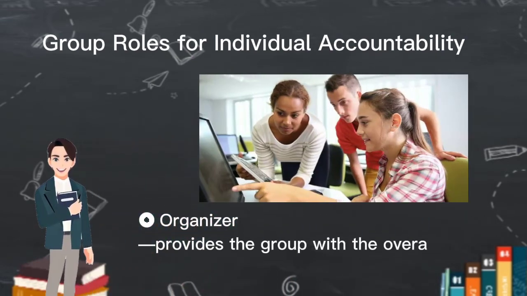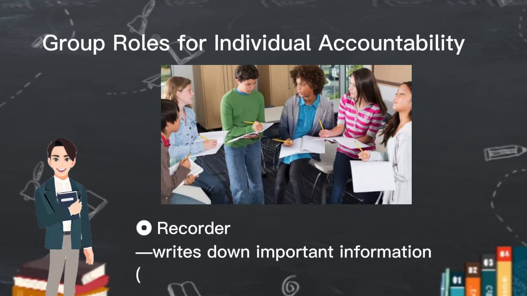First is the organizer. The organizer provides the group with the overall process structure. It also includes providing an idea of how the group does the tasks and what pedagogy the group must conduct to accomplish the activity. Next is the recorder. The recorder writes down important information, including the directions and the processes of the group work. It also takes notes of the group discussion, compiles group members' ideas on a collaborative graphic organizer, and ensures to keep all the necessary records of group solutions.